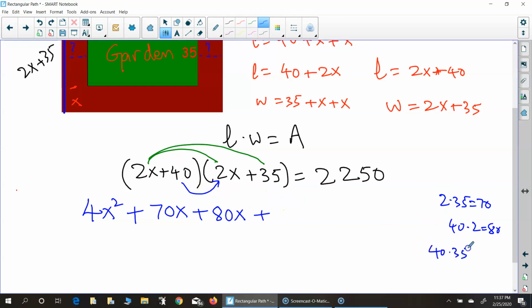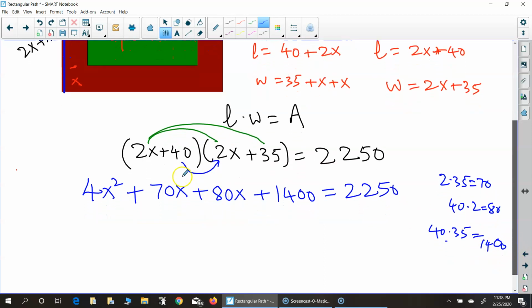40 times 35, how much? 4 times 5 is 20, carries 2, and 12 plus 2 is 14, and one more 0 here, this 0. So 1400 is the product of 40 times 35. And on the right hand side, I have 2250. Alright. So simple multiplication.